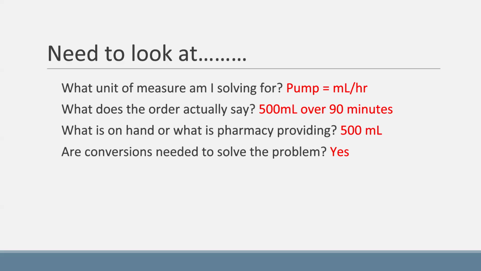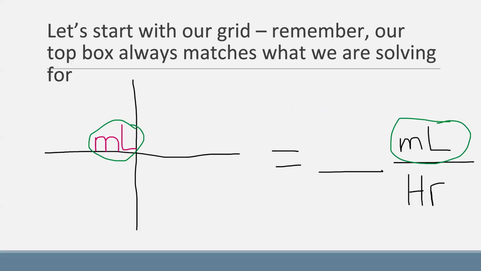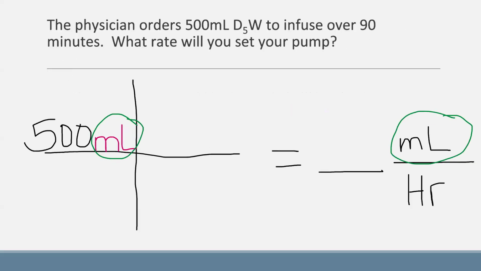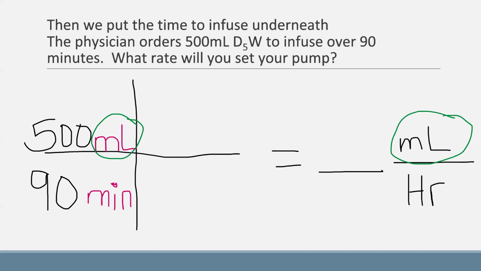And there are conversions. Why are there conversions? Because of minutes. Yep, because I need to be in milliliters per hour, so I have to convert minutes to hours now. Good catch. So I'm going to start with my mils on top, which is 500 over 90 minutes. So what am I going to put up here then?